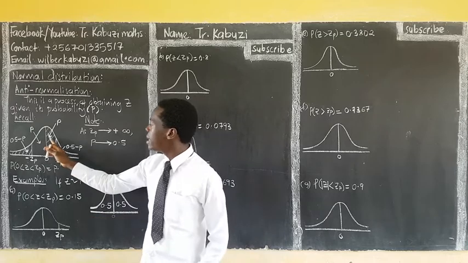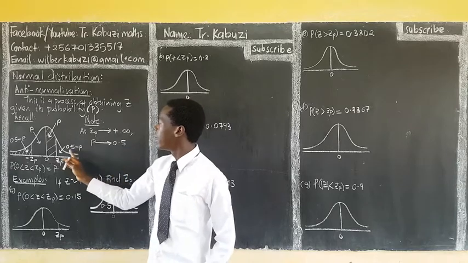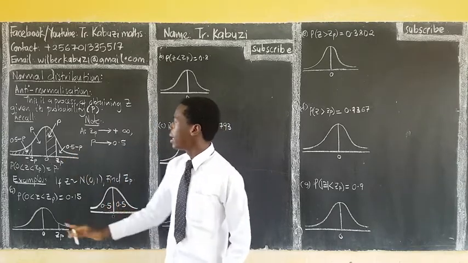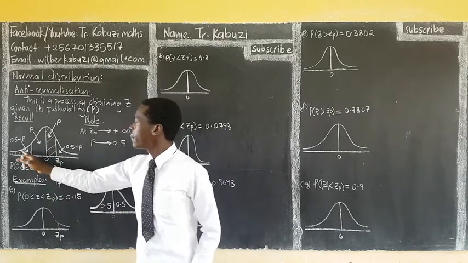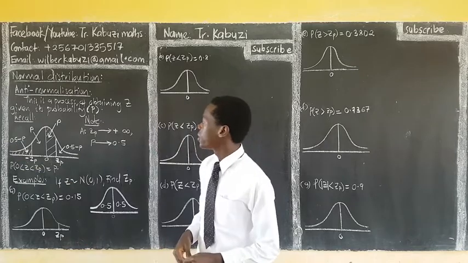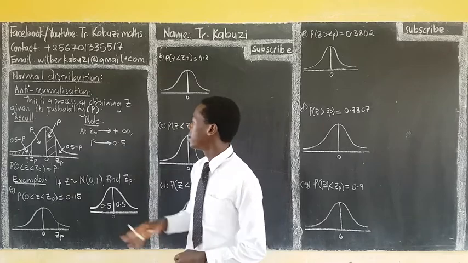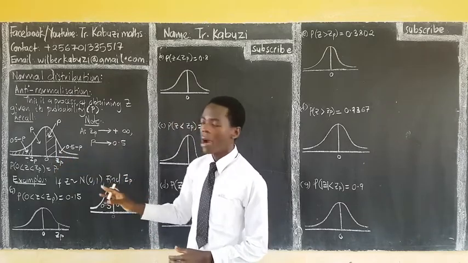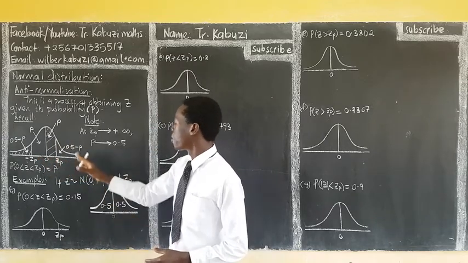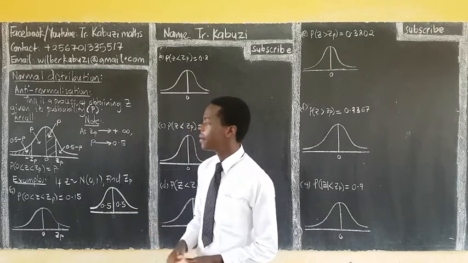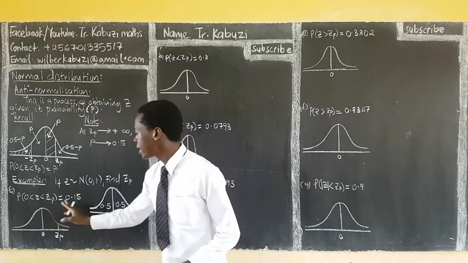Now, if this probability is P, it means that this remaining one from here, this side will be 0.5 minus P. Even this one, if this is P, remember the other side from here to here is 0.5. This will be 0.5 minus P. And also note that as this ZP tends to positive infinity, this probability will tend to 0.5. Why? As we extend from here up to this side, the probability we are tending to is 0.5 because the whole of this is 0.5. So that's it. Now we are going to see how we get the value of this z given this.